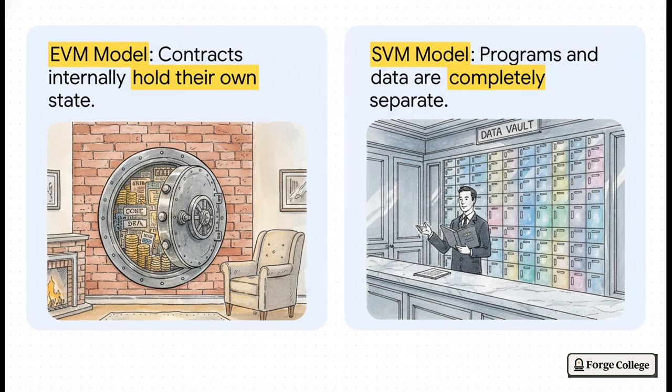It's way more like a bank. The bank teller, that's your program, has the instructions on how to process the transactions. But the actual money, the data, well, that's kept in completely separate safety deposit boxes, which are the accounts. The programs themselves are essentially stateless. So if you want a program to update some data, you've got to explicitly pass that specific data account to the program during the transaction. It's a total separation of code and data, and it changes absolutely everything about how you build.